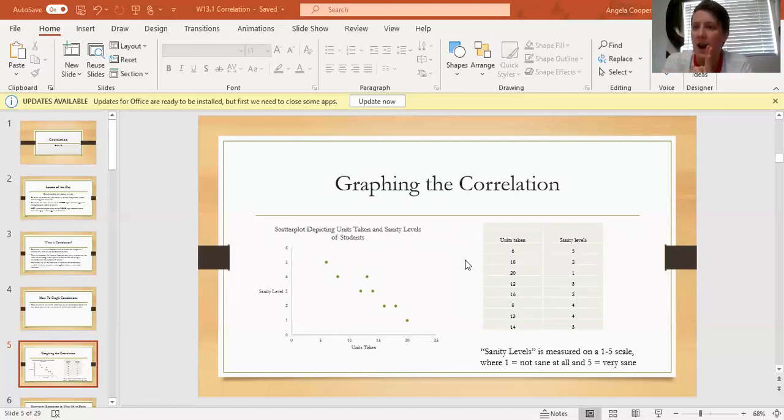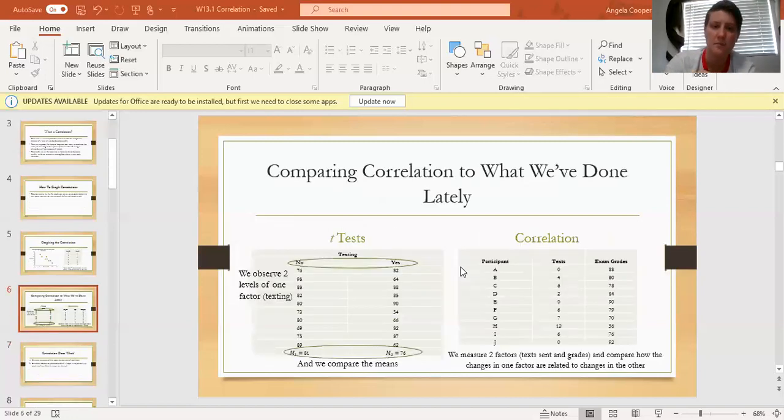So that is how we have a difference between a t-test where we're dealing with groups and we're splitting those groups or they're split in some way, and a correlation where we're simply just asking questions, not splitting any groups up, not manipulating anything, not separating people into high and low units taken or high and low levels of sanity or what have you. It's just, here's a question, I need you to respond to it. We're not manipulating anything.